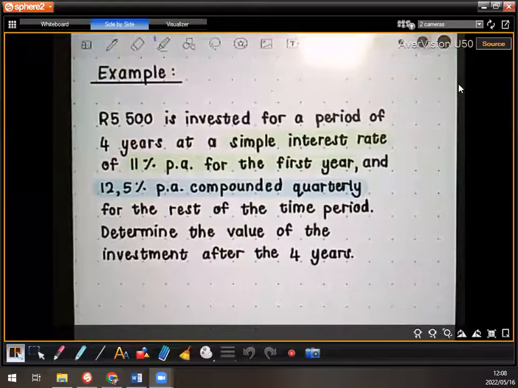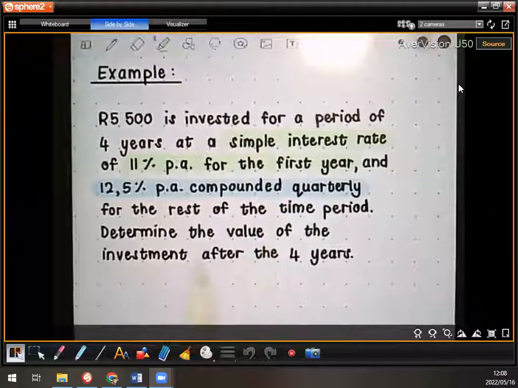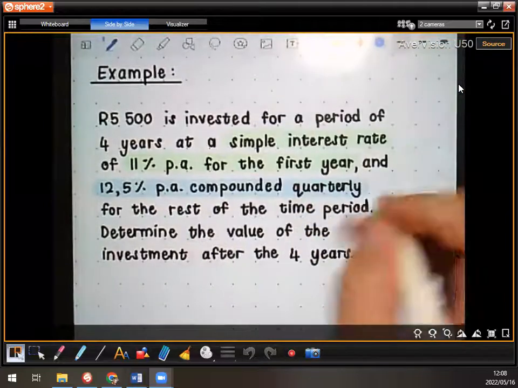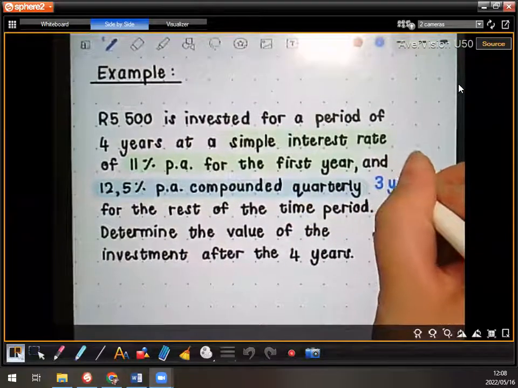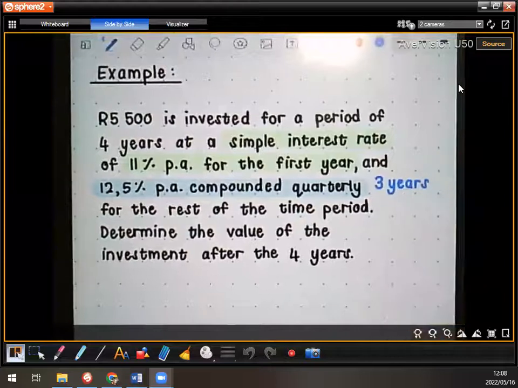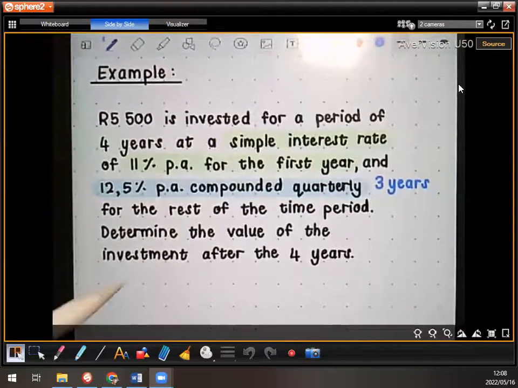Now, how long is that rest of the time period going to be, guys? If it's 4 years altogether, we have 11% for the first year, then it's going to be 3 years for the next bit, 12.5% per annum compounded quarterly. Let's add in there, that is going to be for 3 years. They're telling us in the question that we're working with 4 years in total here. So for the first year we have 11%, which means the next interest rate is going to be for the last 3 years.